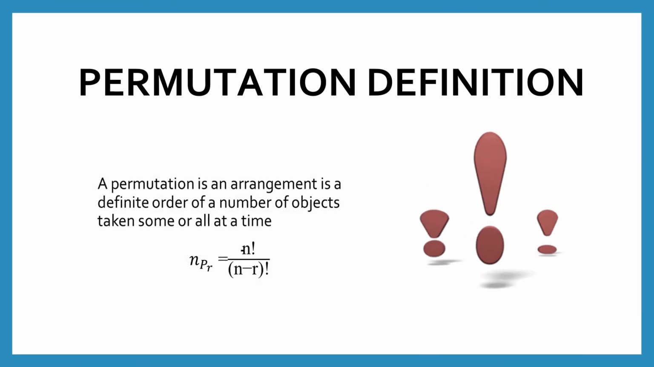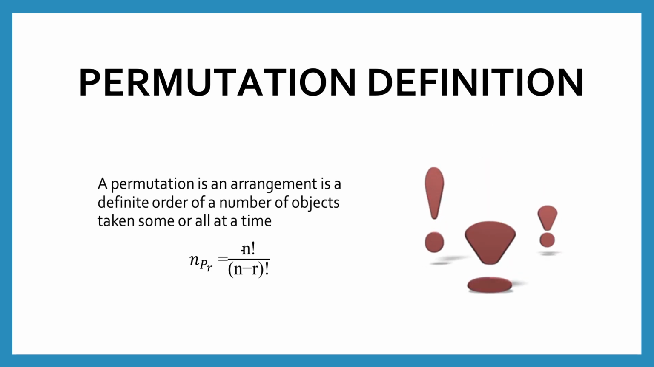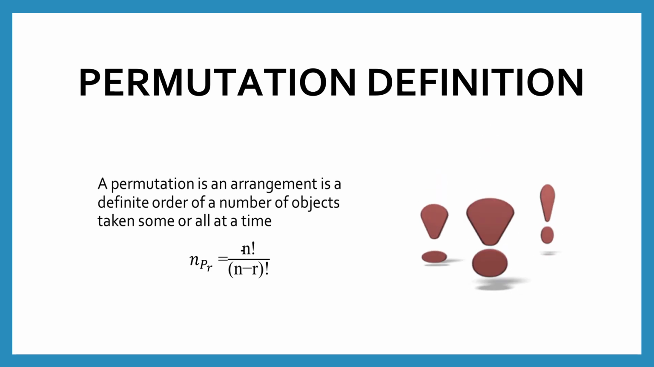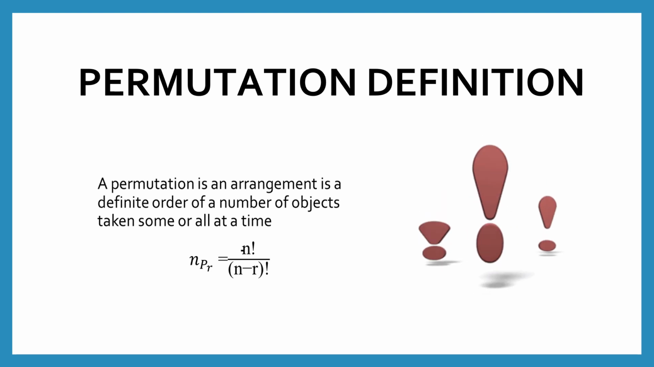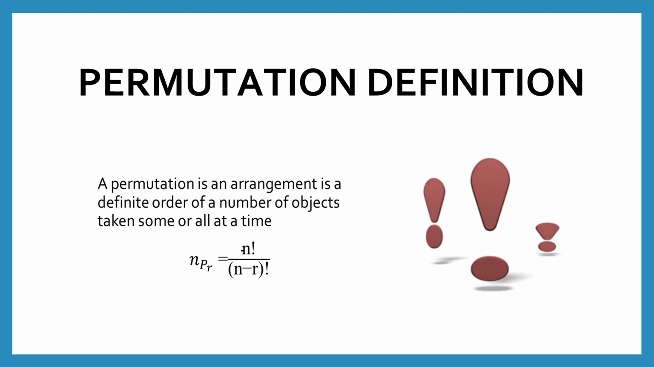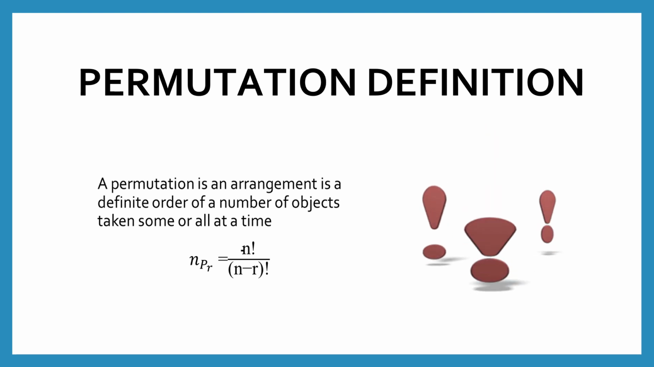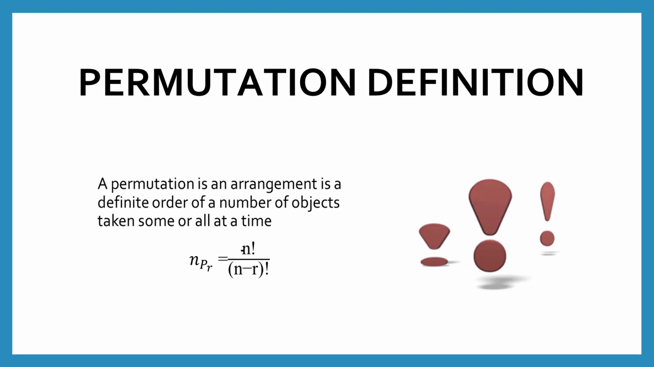Now, permutation. Permutation is an arrangement of definite order of numbers of objects taken some or all at a time. It refers to the maximum possible numbers of arrangements that can be made of a given number of things taken one or more of them at a time in different possible orders. For example, if there are three things, say A, B, and C, they can be arranged in the following different possible ways, taking 1, 2, or 3 at a time respectively.